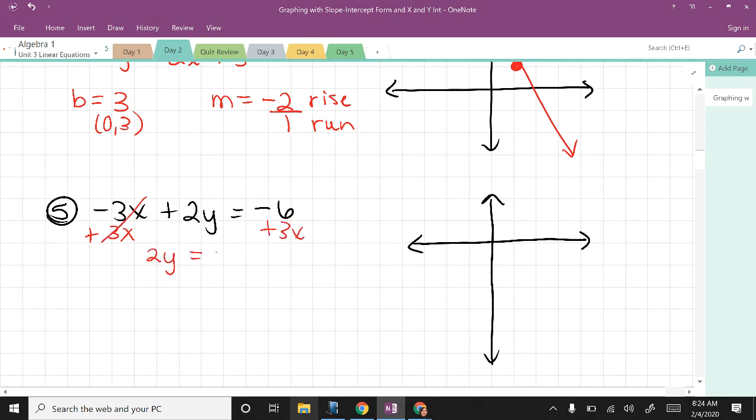2y equals 3x minus 6. Y'all agree? Now what? Divide all your terms. Divide all our terms by 2. Or 3 over 2x, right? Okay.